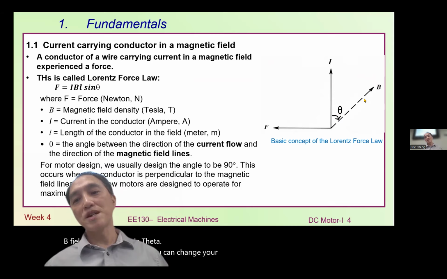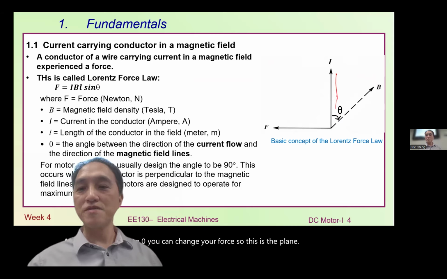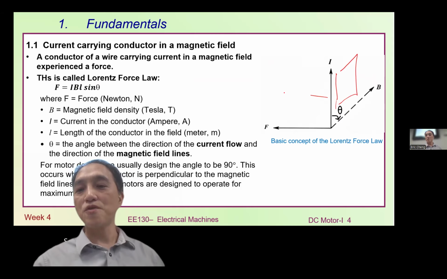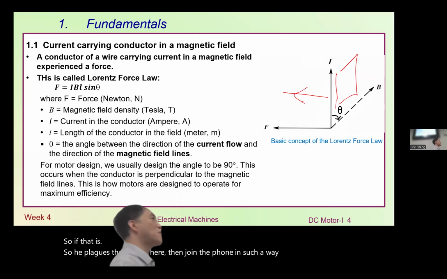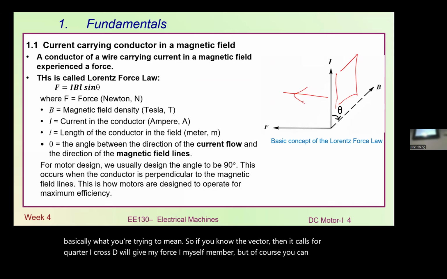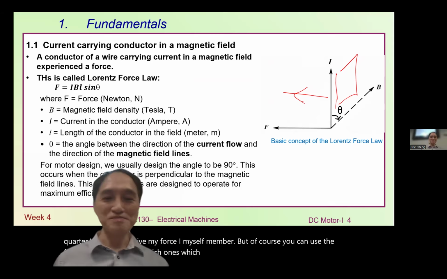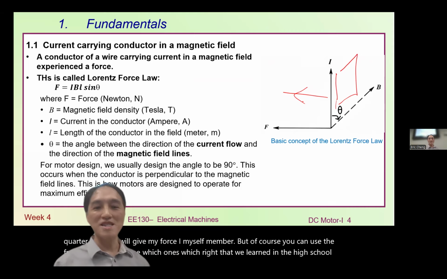So this is the plane. If that is a plane in here, then force is generated in such a way, right? That's basically what it means. If you know the vectors, then I cross B will give my force. I myself remember it in such a way; it's easier to remember. But of course, you can use Fleming's law to examine which direction is which, right? That we learned in high school. So basically, this is what it says here.